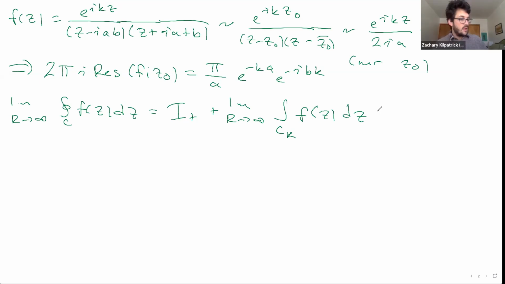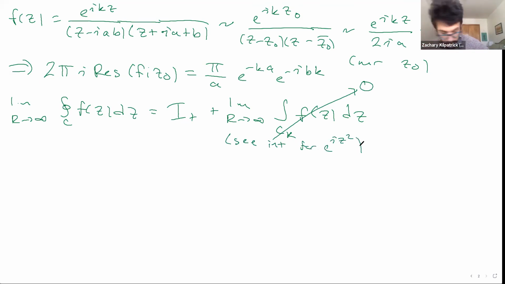So if you remember several lectures ago, we took the integral of e to the i z squared along an arc, and we showed that in the limit as that arc's radius goes to infinity, it's going to vanish, okay? So this term is going to vanish here. And I'll just write C integral for e to the i z squared that we computed a few lectures ago.